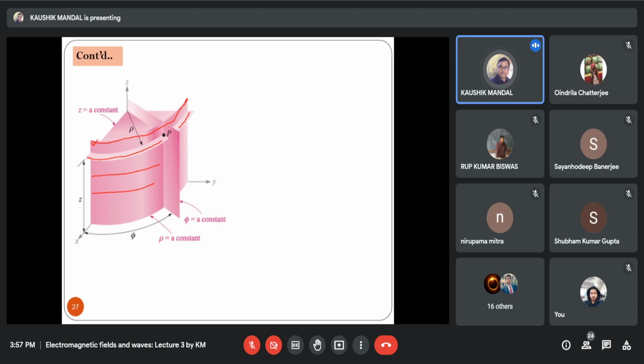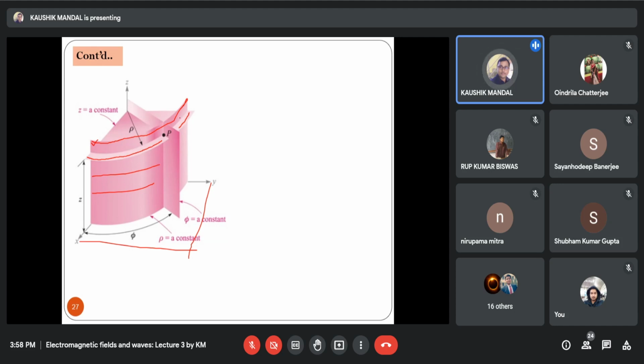The third plane is considered as the plane perpendicular to the XY plane. What about the XY plane? This is your XY plane.